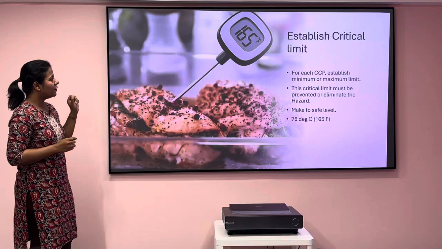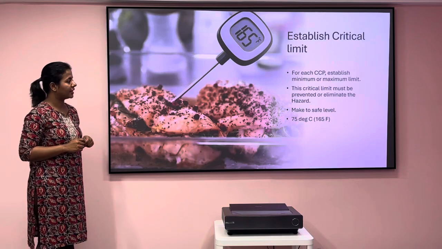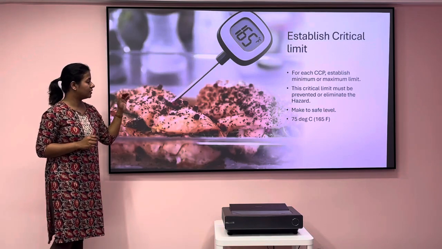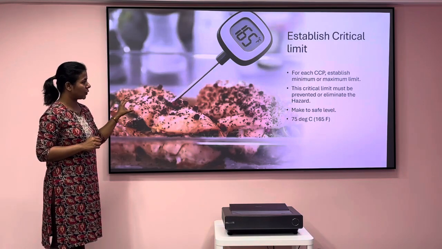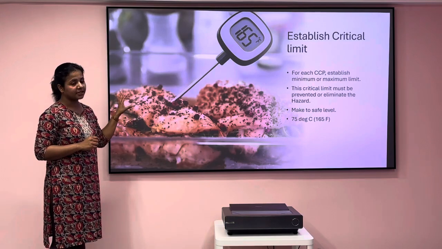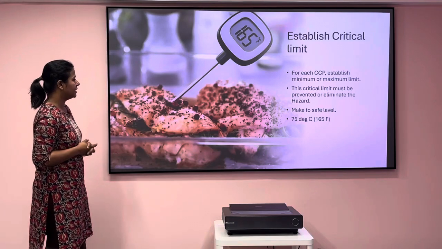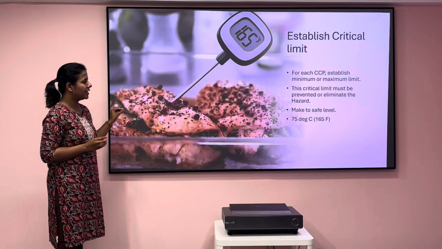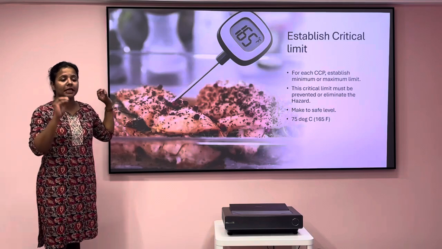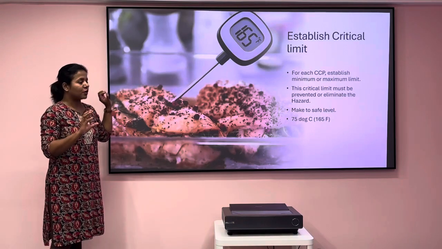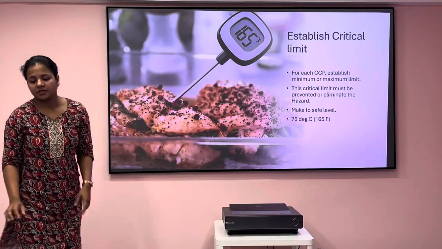Establish the critical limit. We check whether cooking maintains a temperature of 165 degrees Fahrenheit, which in Celsius is about 74 to 75 degrees. Are we maintaining this temperature or not? This is the established critical limit. For each CCP, a minimum and a maximum critical limit is established. This critical limit must prevent or eliminate the hazard in the entire production. Here we take the example of cooking chicken, and check whether it is correct or not.